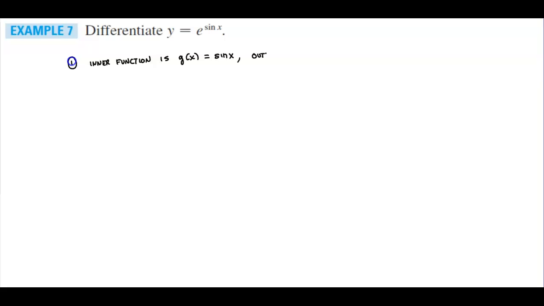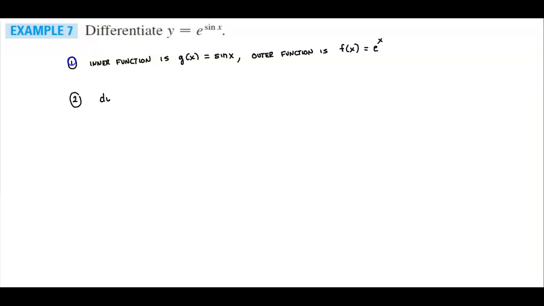And then we can say that the outer function is the exponential function, which is y, or we can call it f of x, which is equal to e to the x. Okay, so now if we want to use the chain rule, we need to know, okay, now what is the chain rule?